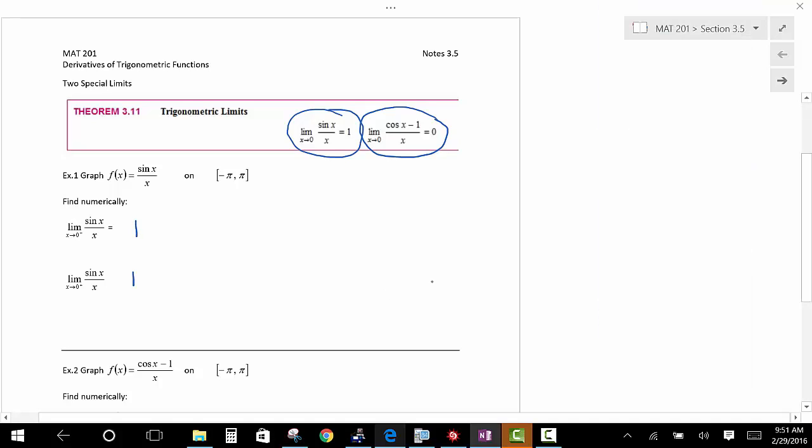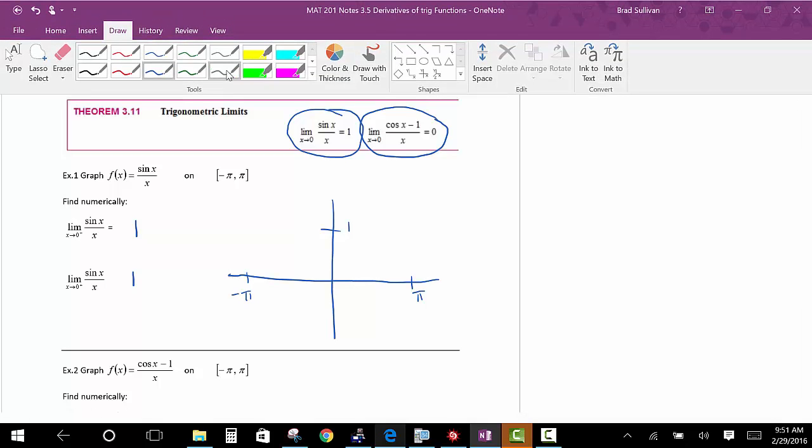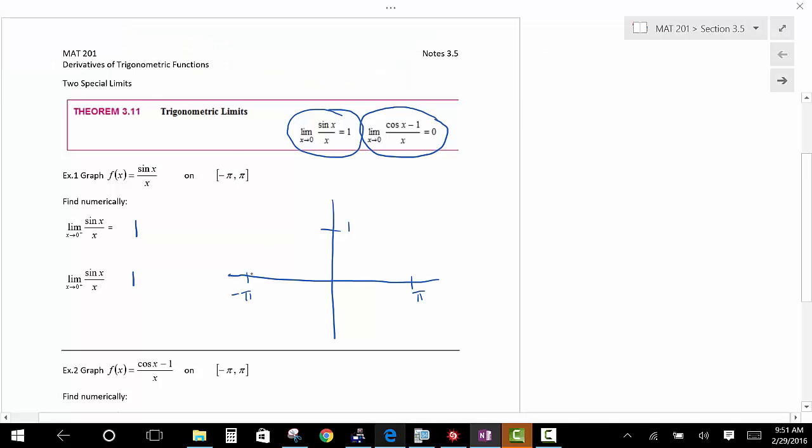All I want you to write on your graph is this: put pi here, put negative pi here, put 1 there, and just draw a really rough graph just so that you remember how that graph goes. It does something kind of like that. That's pretty bad, but you get the idea. So that's how that limit goes.